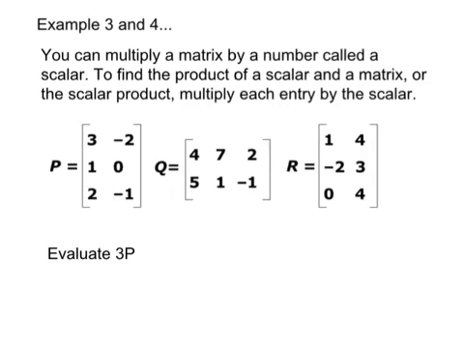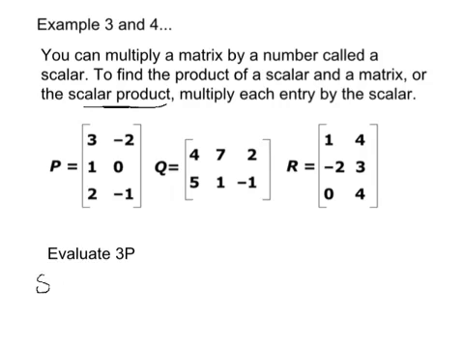Okay, let's move on to examples 3 and 4. You can multiply a matrix by a number called a scalar. To find the product of a scalar and a matrix, or the scalar product, multiply each entry by the scalar. So, our first example says evaluate 3p.